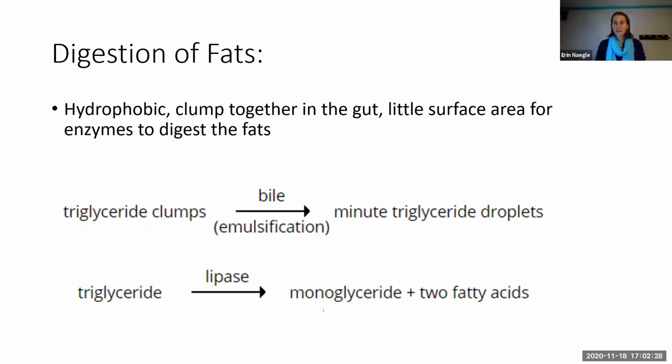Which enzymes, you ask? Lipase. So lipase are the enzymes that are coming from your pancreas and being released into the small intestine. And their job is to take a triglyceride and break it down into a monoglyceride and 2 fatty acids.